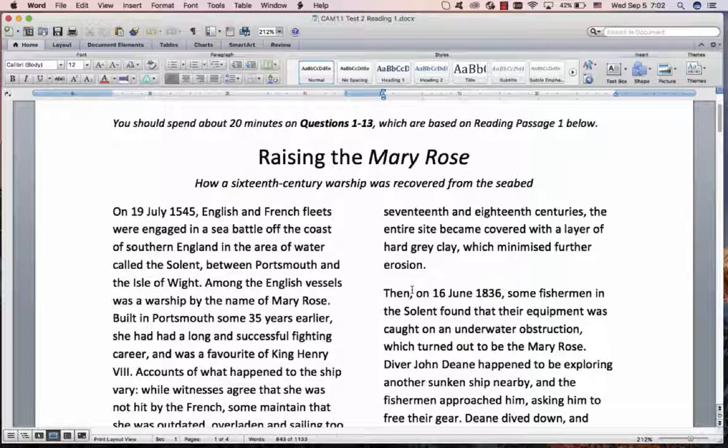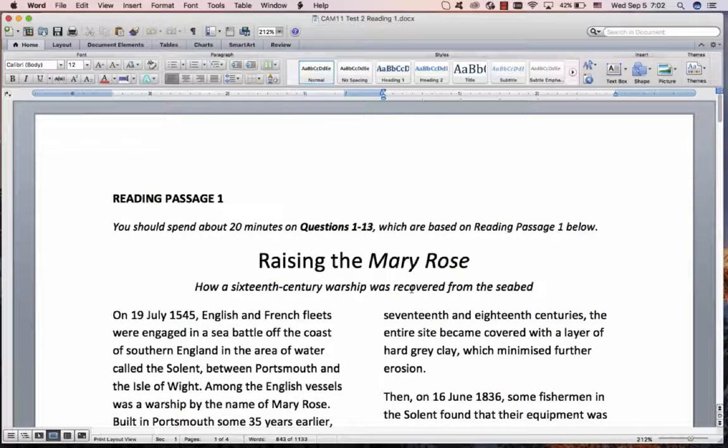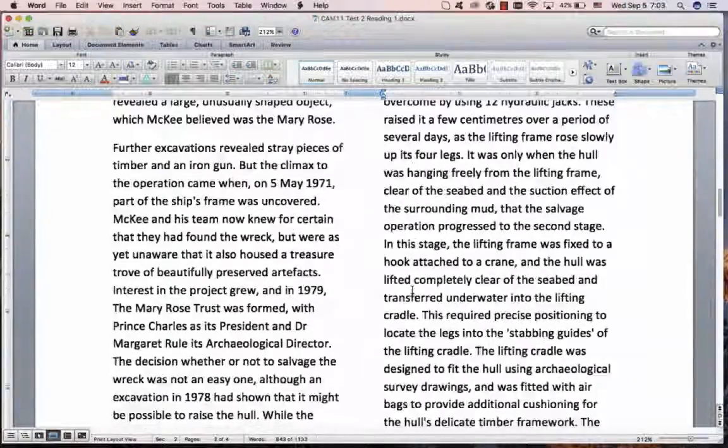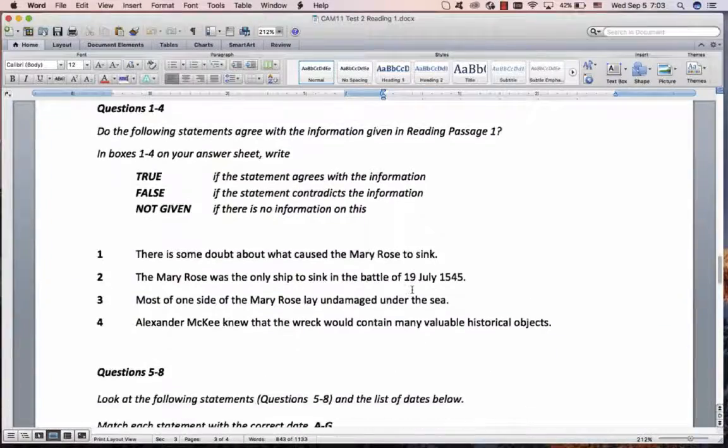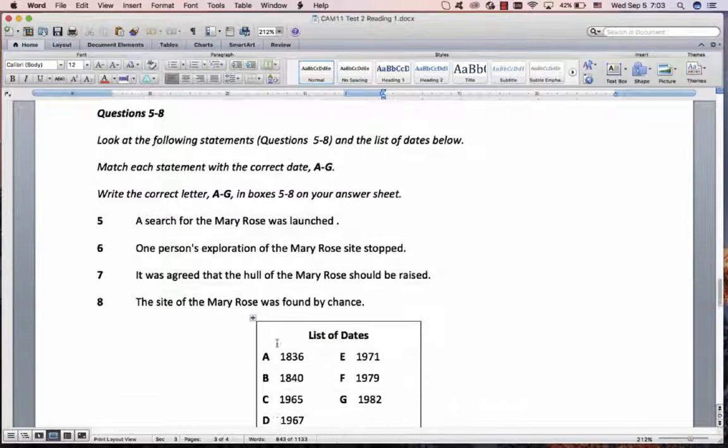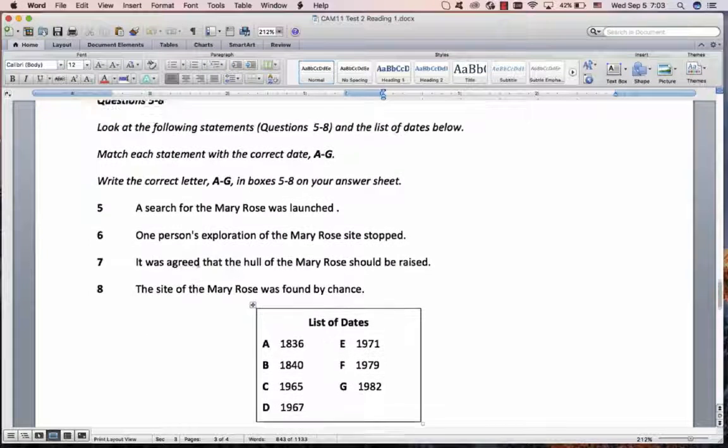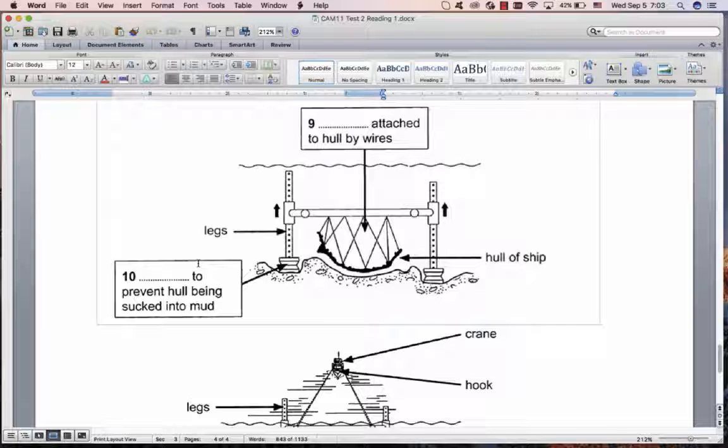Okay, Cambridge 11, Test 2, Reading 1. Raising the Merry Rose, let's see what we've got. There are 4 true, false, not given questions at the beginning, then matching dates and events, and a diagram. So I hope you know, do the diagram first.